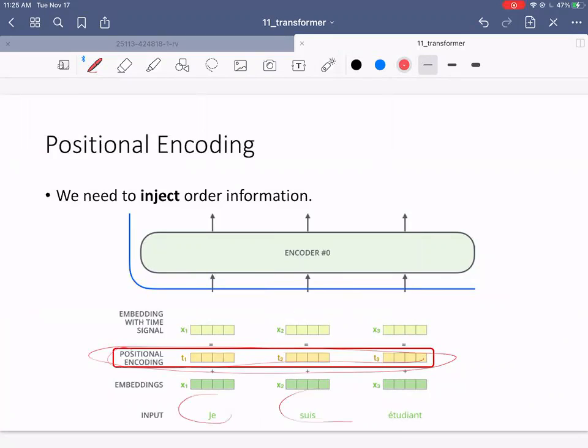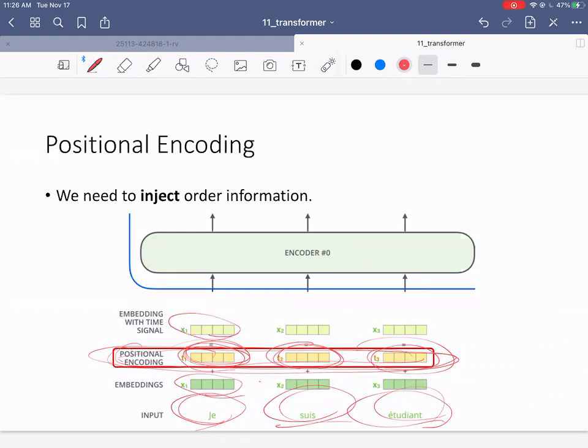If you have "je", "suis", "étudiant" as French input words, then you want to tell the model that this is the first word, this is the second word, and this is the third word, and that's where positional encoding comes in. So this vector represents the first position, this vector represents the second position, this vector represents the third position, and you simply add these to the original word embeddings, and then you get the slightly different colored x1, x2, x3. So these are the word embeddings embedded with time signals.